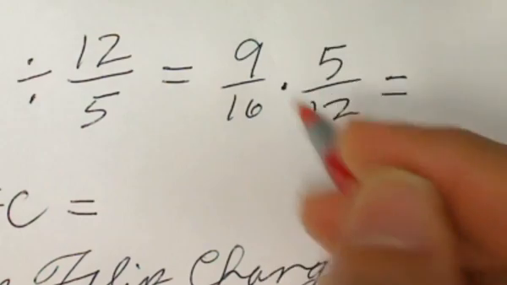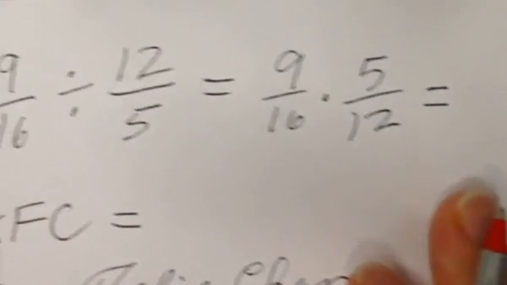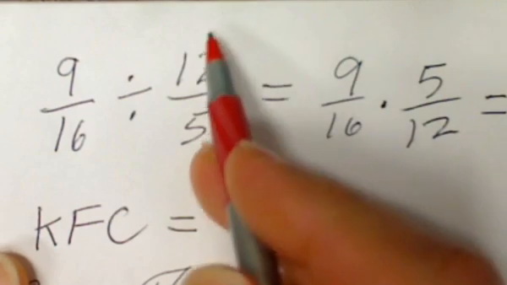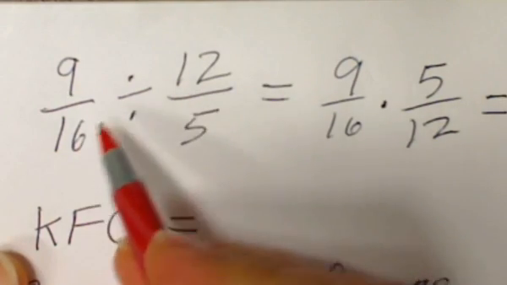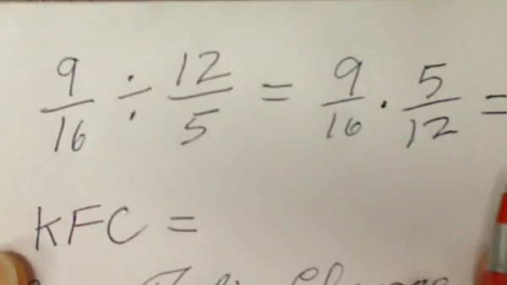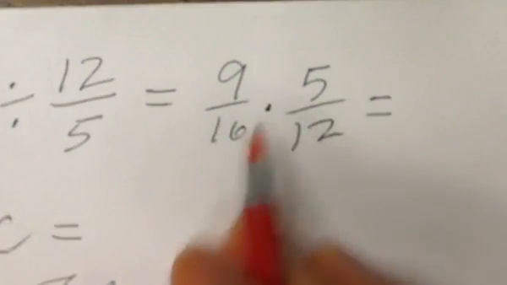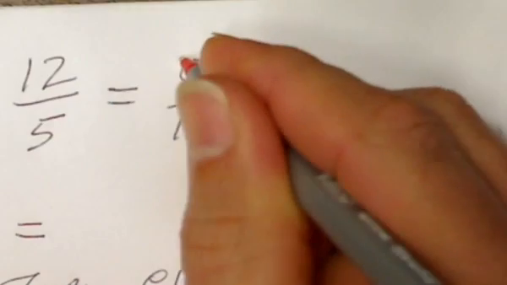You can only do this in a multiplication problem. You cannot reduce diagonals in a division problem. Do not be tempted to reduce the diagonals and cancel 12 and 16 by 4. You will get the wrong answer. But once you have changed the problem to multiplication, you can reduce the diagonals and cancel.